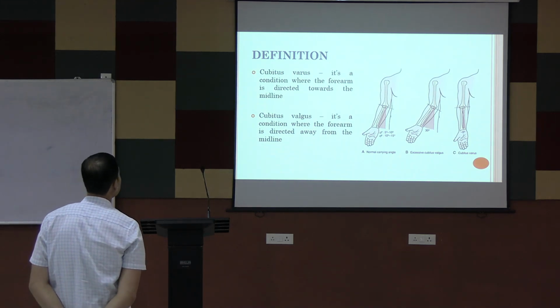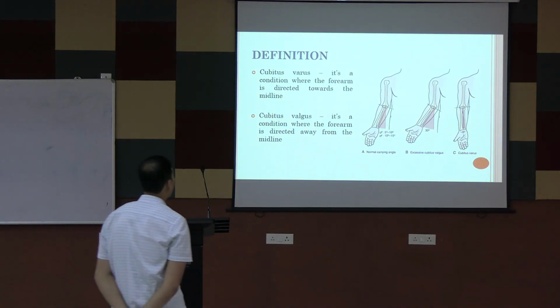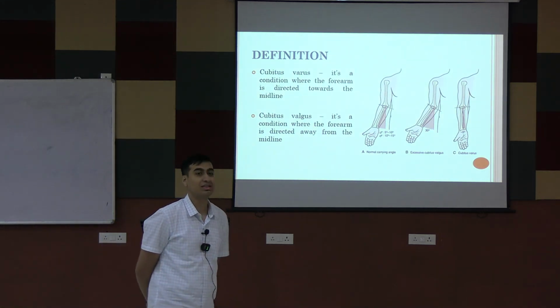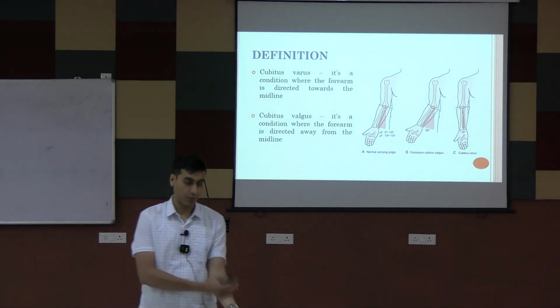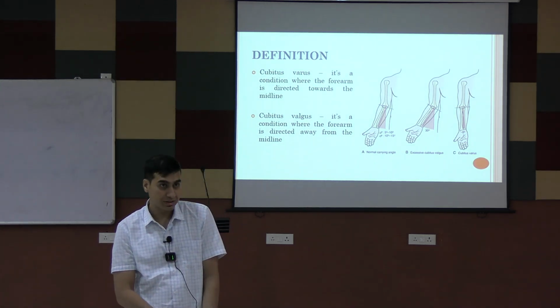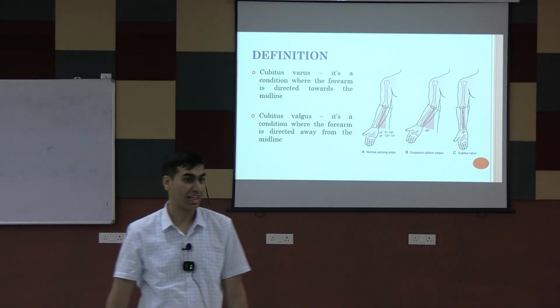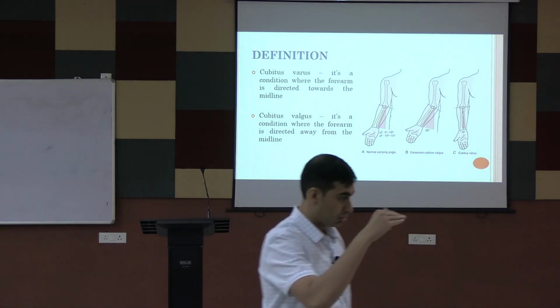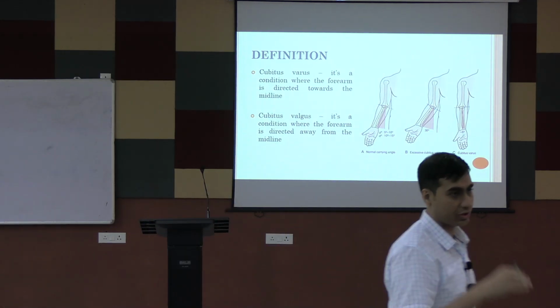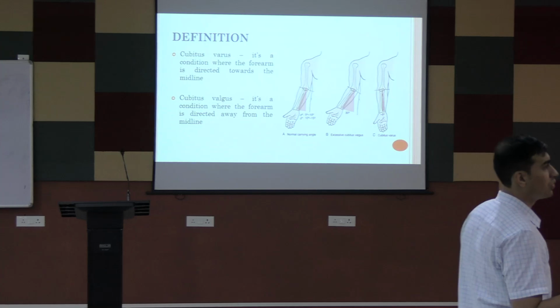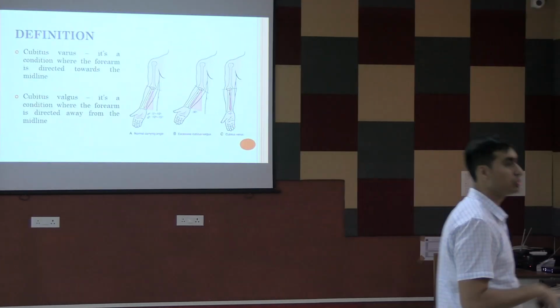In a cubitus varus, it is a condition where the forearm is directed towards the midline. So, this is your forearm and it will be directed towards the midline. So, the angle becomes negative, low. It should actually be less than 0 degrees, but normally we don't see that a lot and we don't use that word a lot. If it is less than 5 degrees, we tend to call it a varus deformity.